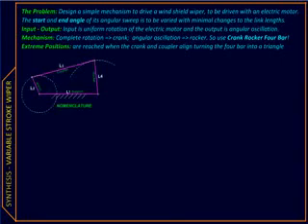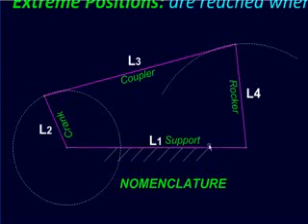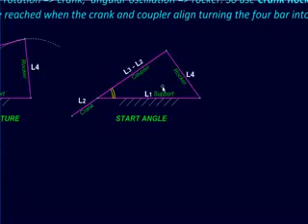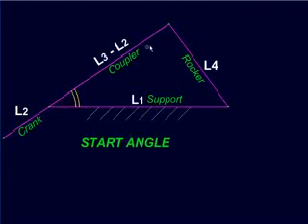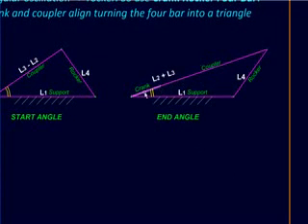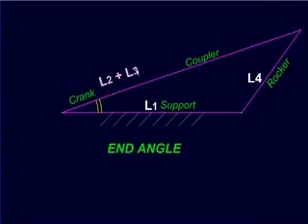So we have chosen a basic crank rocker mechanism. It will have a support, then a crank, a coupler and a rocker, and the lengths we'll call L1, L2, L3 and L4. The extreme positions are given by these two triangles. The start angle here is defined by this configuration where the coupler overlaps the crank. So this side of the triangle is L3 minus L2, while the end angle is defined by this configuration where the coupler and crank align themselves one next to the other. So this side of the triangle becomes L2 plus L3.